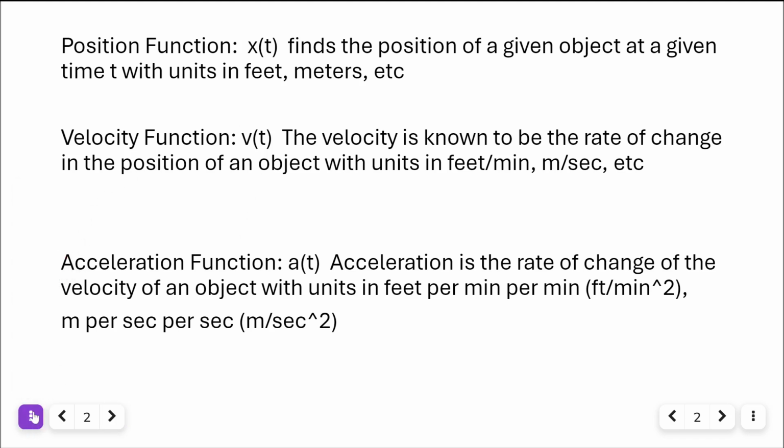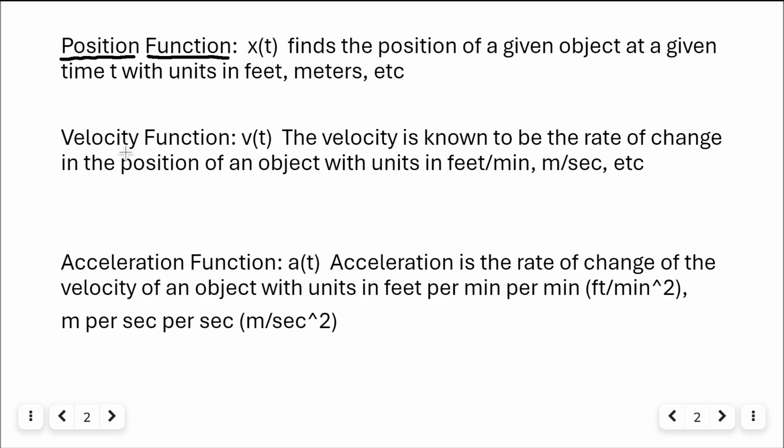So here's some general knowledge about things that you've learned before. The position function, which we normally call x of t, finds you the position of a given object at a given time t with units measured in feet, meters, miles, etc. So that's what your units would be. So that's your position function. It's usually labeled as x of t.